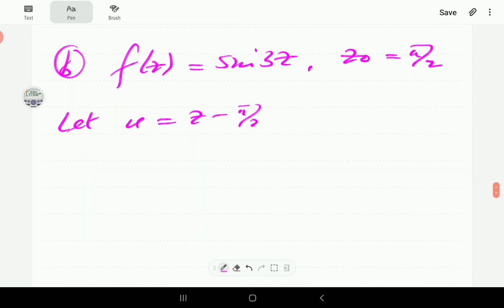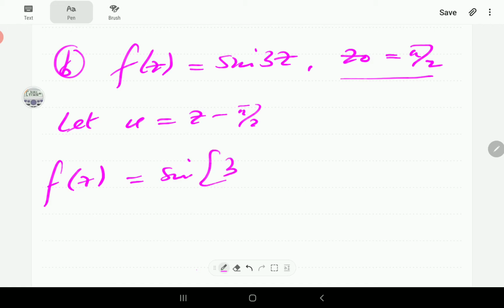Okay, so for part B, we've got sine 3z. We want the Taylor series of this about z equals pi on 2. So I'm going to let u be z minus pi on 2. Then f of z is going to be sine of 3 into z minus pi on 2.